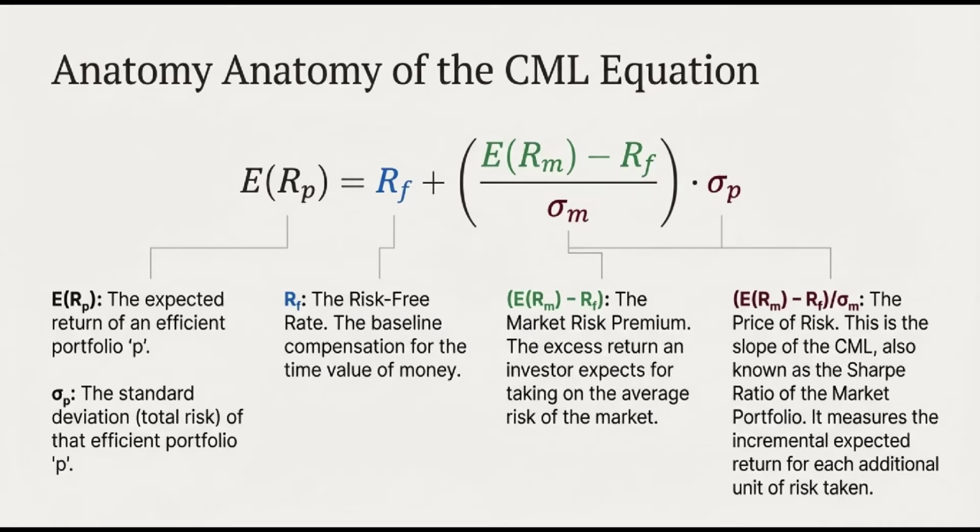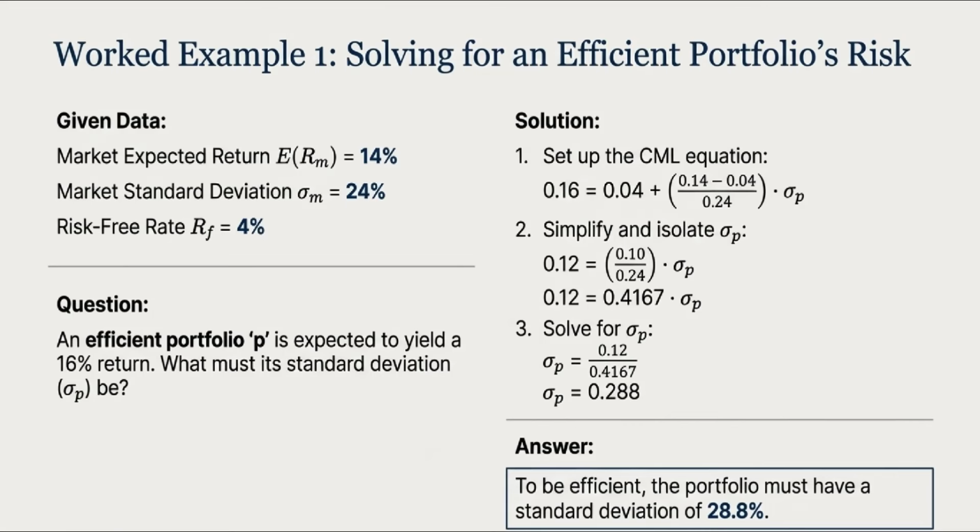Excellent. The theory is sound, the geometry is clear, the equation's on the whiteboard. Let's make it real. Let's run the numbers from our source material and see how this actually works. Okay, let's establish our parameters. For these examples, we're given that the expected market return, E of RM, is 14%, or 0.14. Okay, 14%. The market standard deviation, sigma M, is 24%, or 0.24.